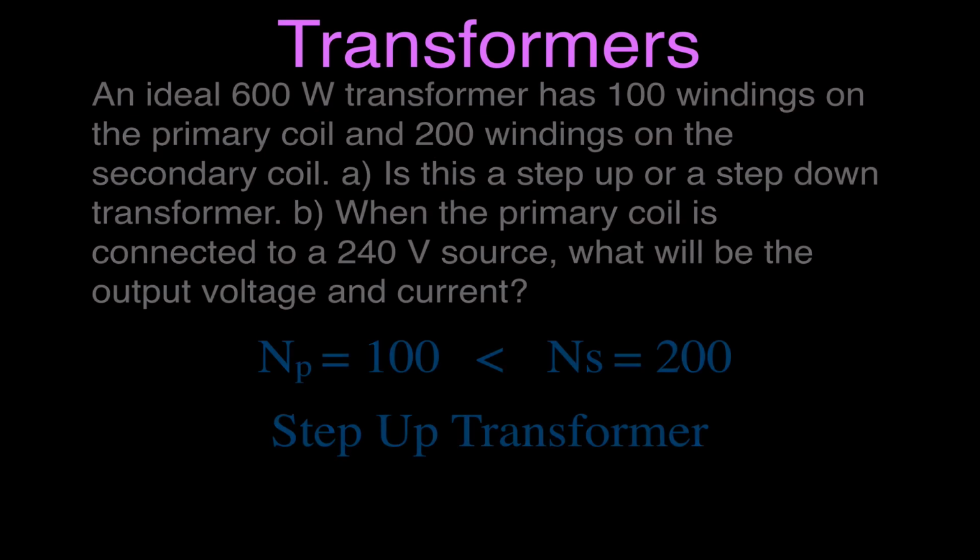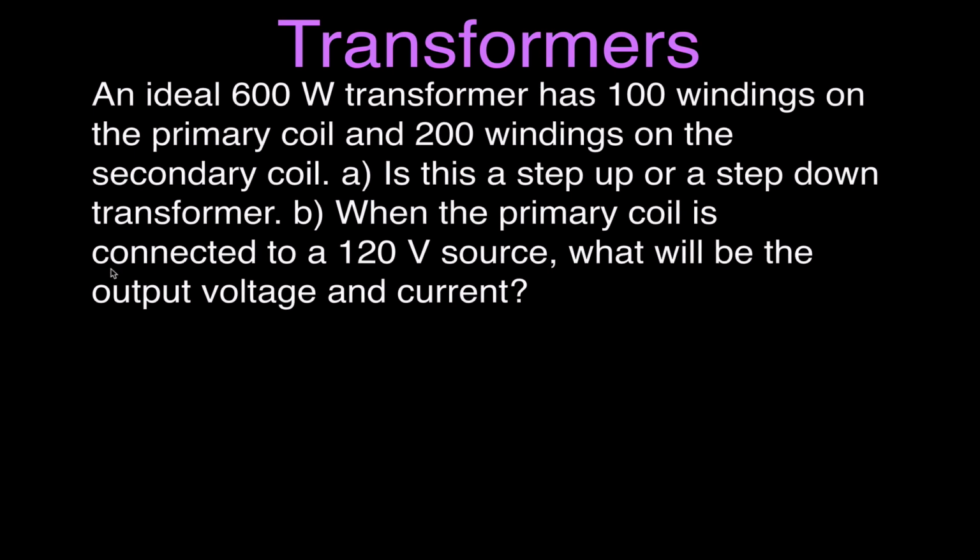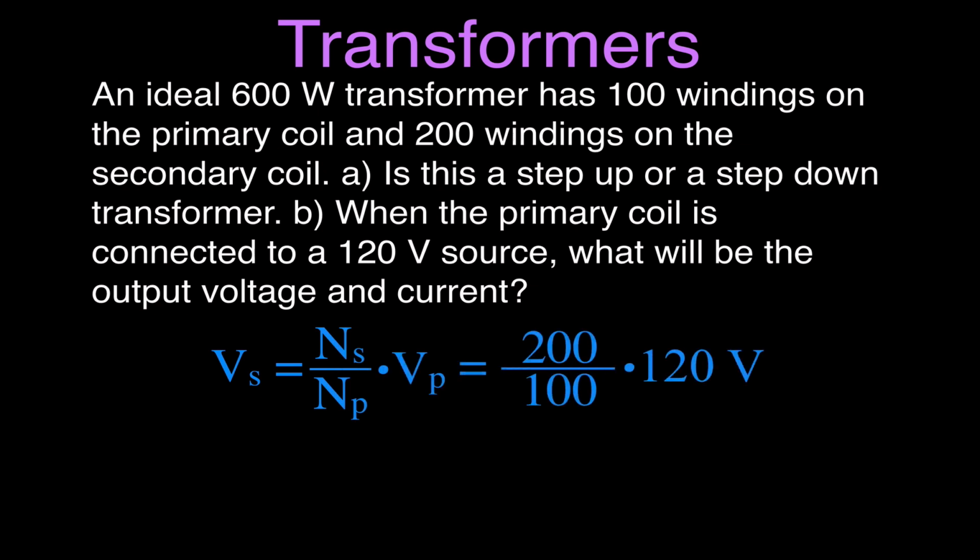Well, let's calculate what the voltage will be. It says here that it's connected to a 120 volt source, what will the output voltage be? So we have twice as many windings on the secondary as the primary. So you should be able to think ahead of time, what will it be? Well, we're just going to use the equation we had from the beginning of the video. First we divide 200 by 100, and we get 2 times 120 is 240. The input voltage was 120, and that means the output or the secondary voltage should be 240.